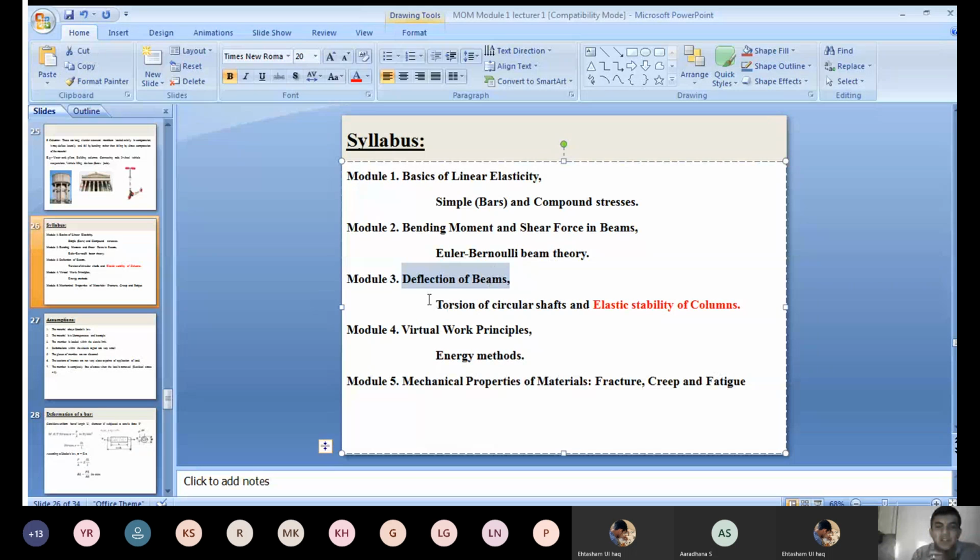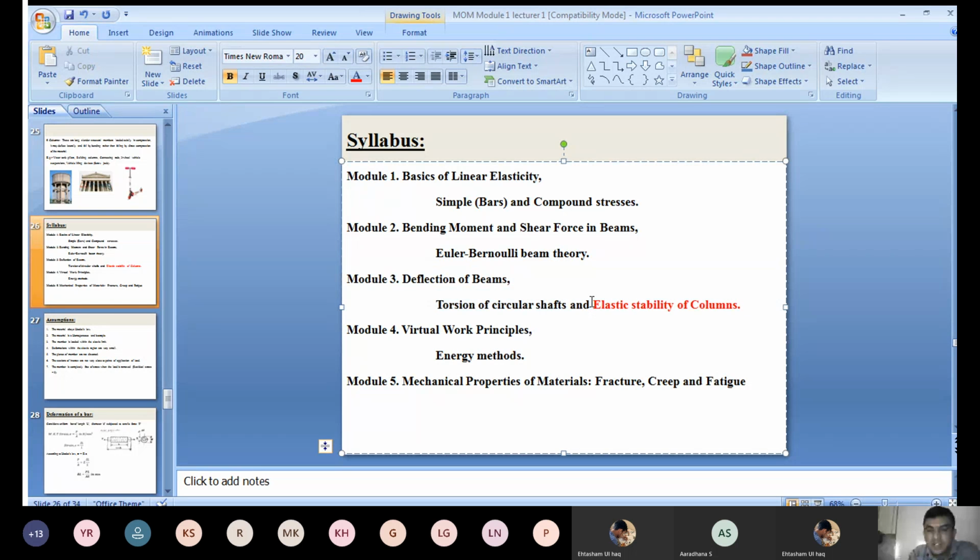In the second part of module 3, we are going to study shafts. The mechanical member is a shaft. A shaft is subjected to a twisting moment or torque. How much power is transmitted? How much shear stress is induced? Those things we study in the torsion of circular shafts.